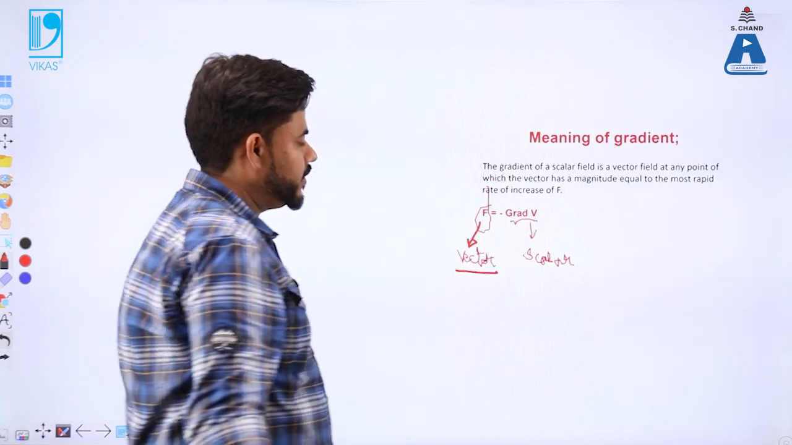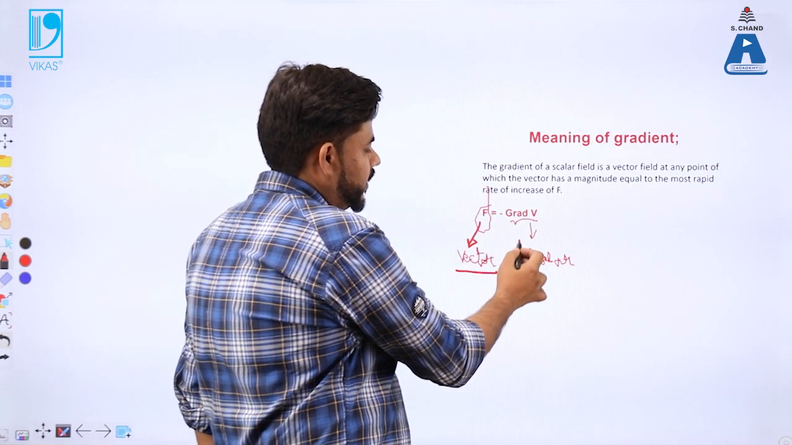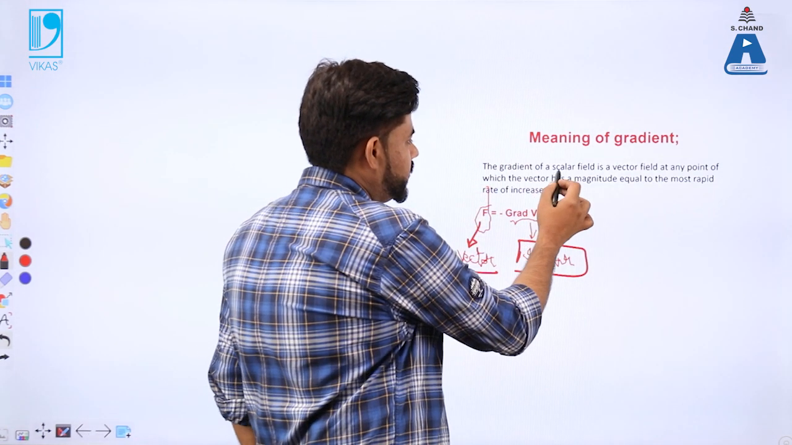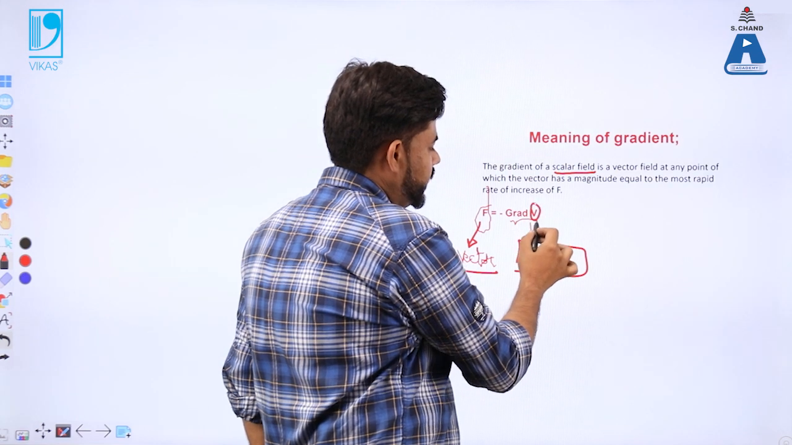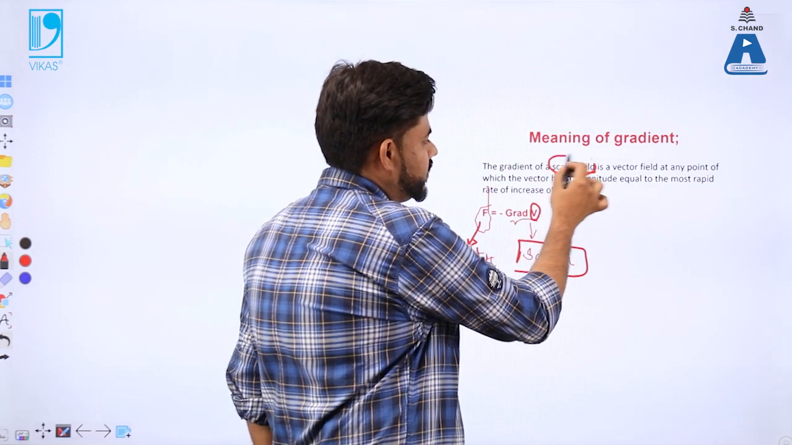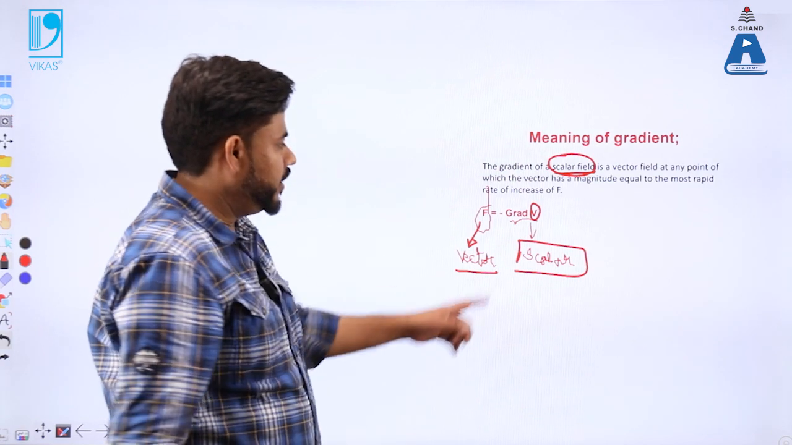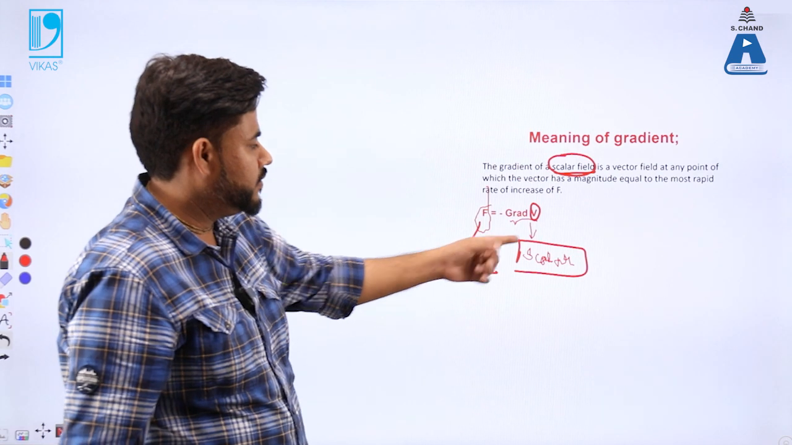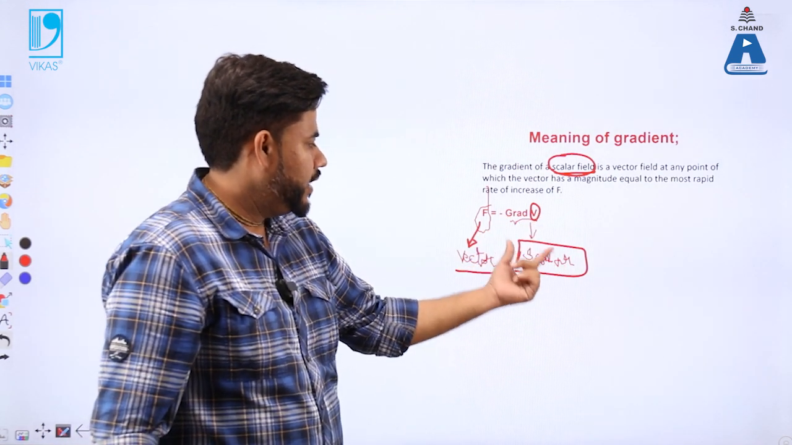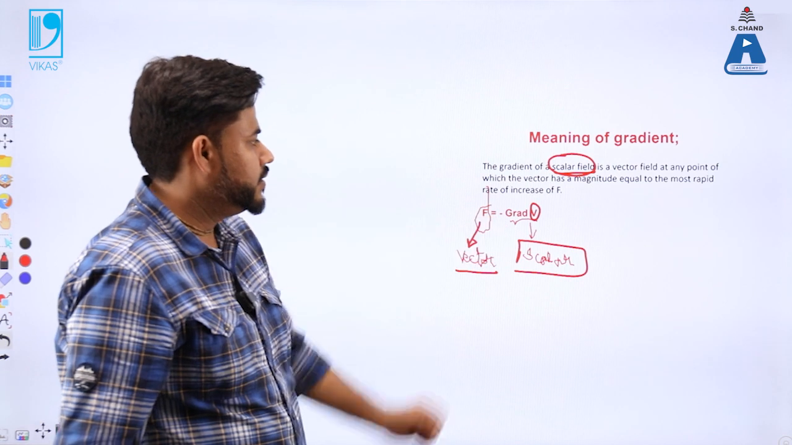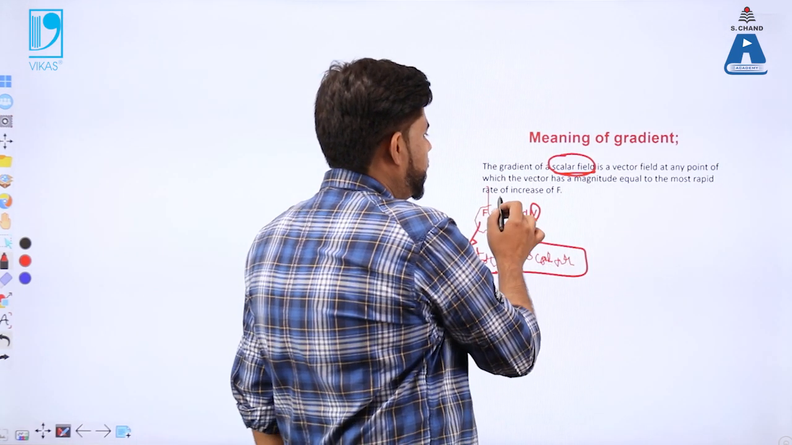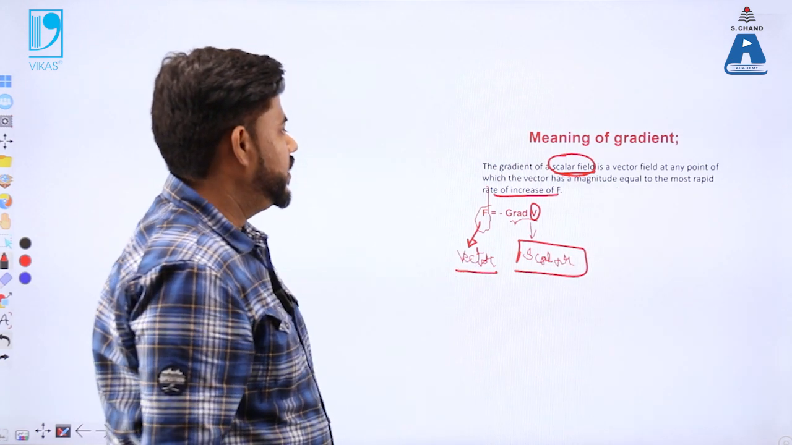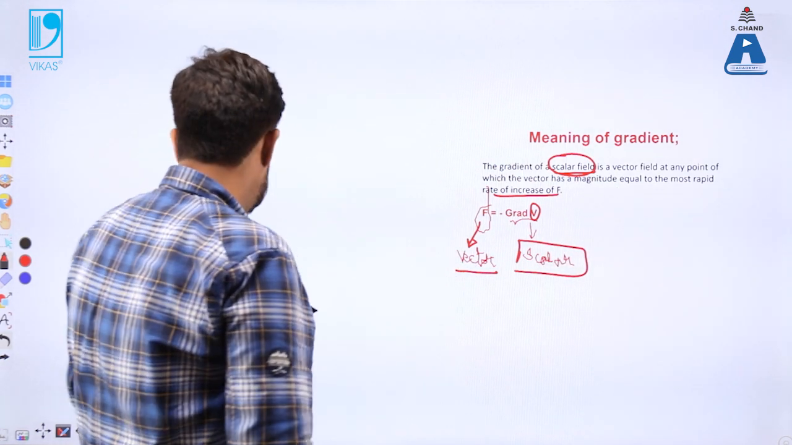So f indicates a vector quantity and gradient of v indicates a scalar quantity. I have told you that v is a scalar field, so the gradient of this scalar field is a vector field. Here you can see that v is a scalar field and f is a vector field. So if I take the gradient of this scalar, I will get a vector. That is equal to the most rapid rate of increase of f.